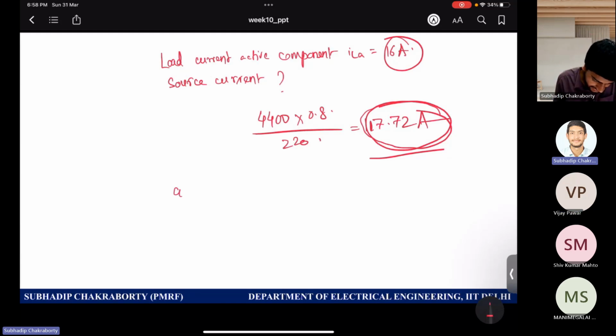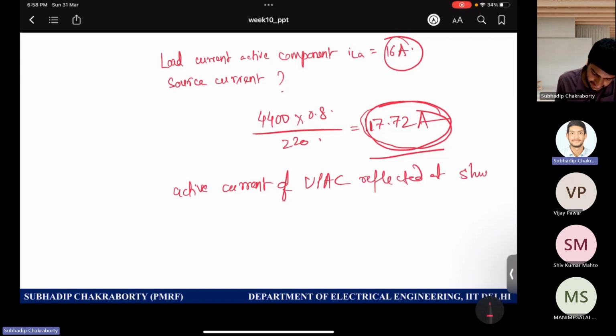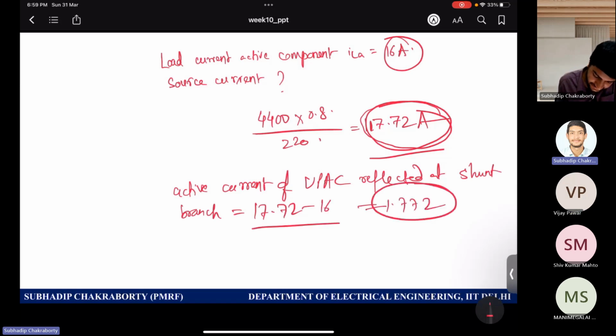Okay, so the active current of UPAC reflected at shunt branch is the difference between the two, right? 17.72 minus 16. So what is the answer? 1.772. This is the active. So I can term it as I UPAC active.